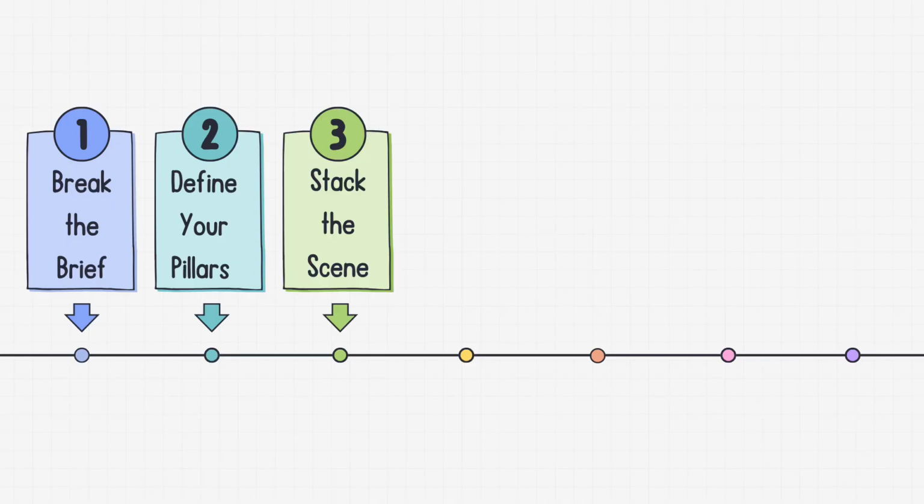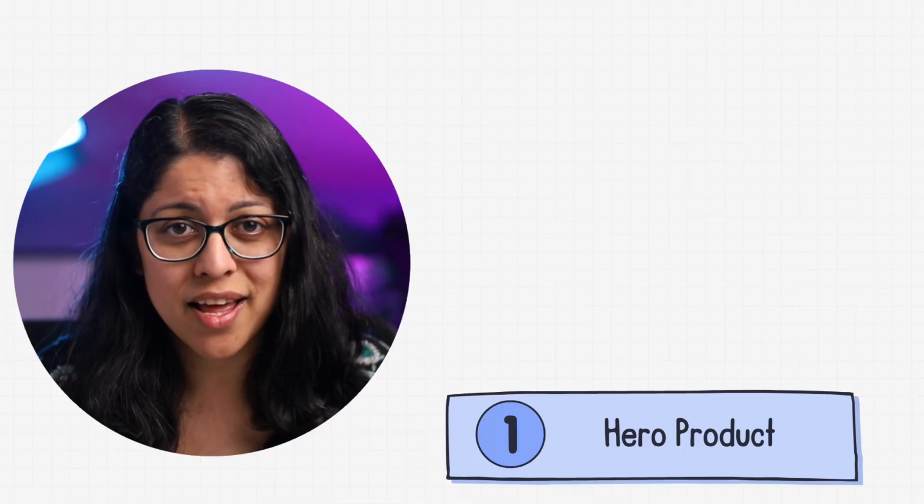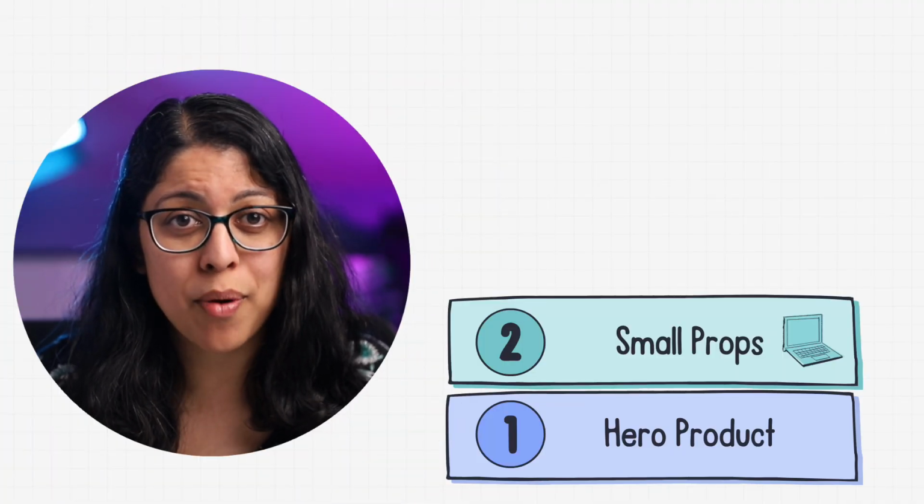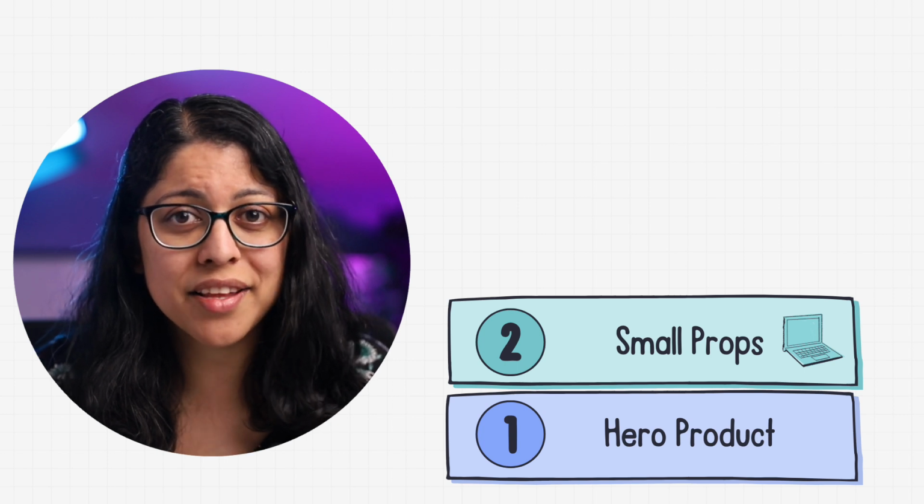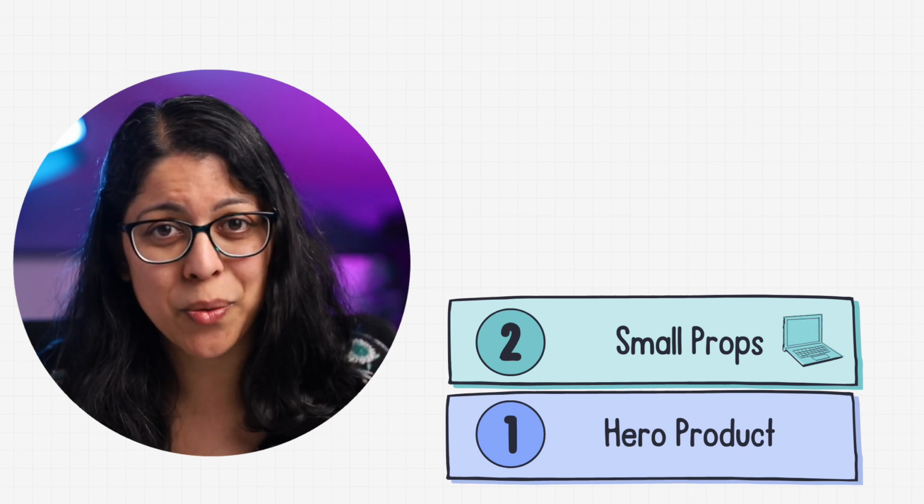Now that your concept has direction, you are going to stack the scene. Think of it like a vertical stack. Each layer builds on the last one to create the full composition. Start with your hero product. Then add some small props around it. Things like glitter, slime, or tiny toys.